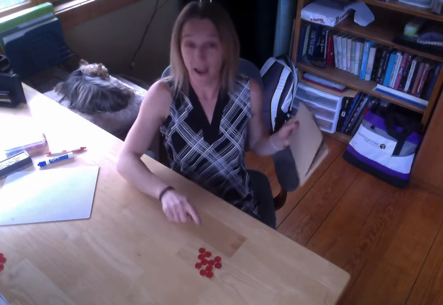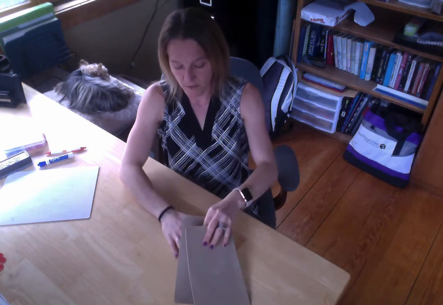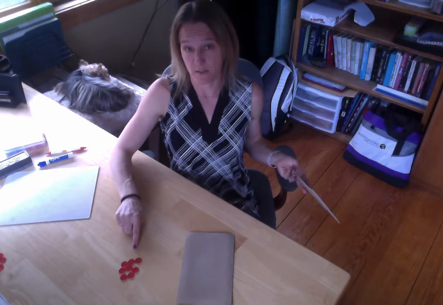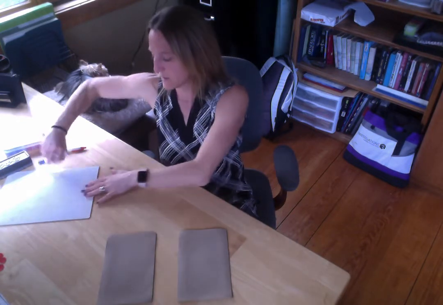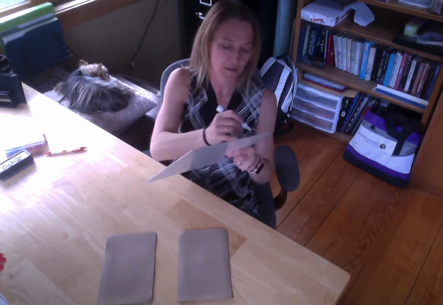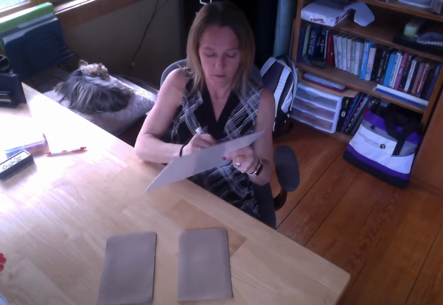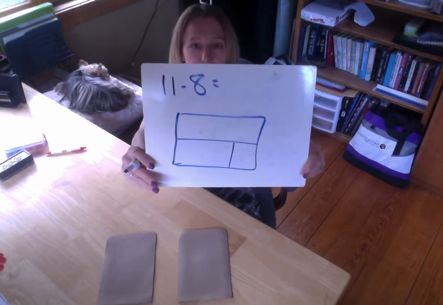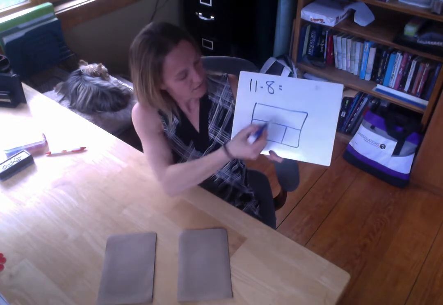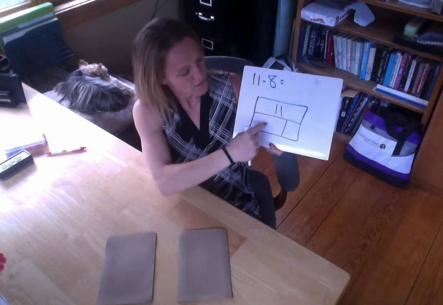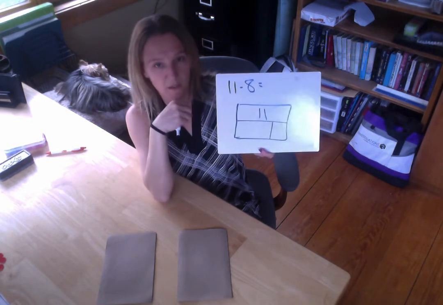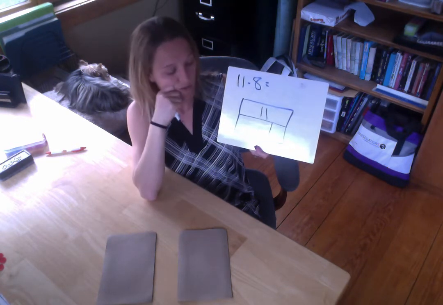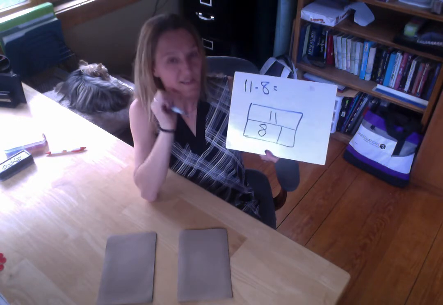I'm going to go back to 11. And I am going to take 8 of them away this time. What does it look like? 11 minus 8. What goes up here? 11. What's going to go over here or here? Which one? The 8. And is it going to go in the bigger part or the smaller part? We're going to put it in the bigger part and see if you're right.